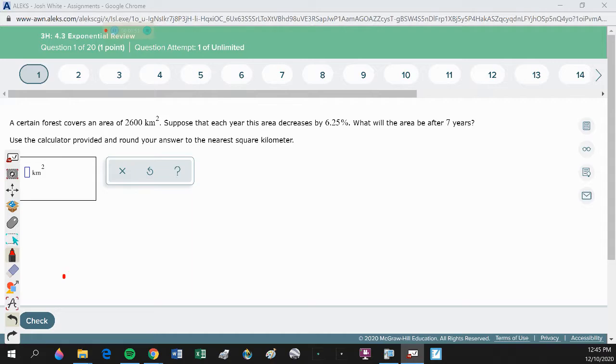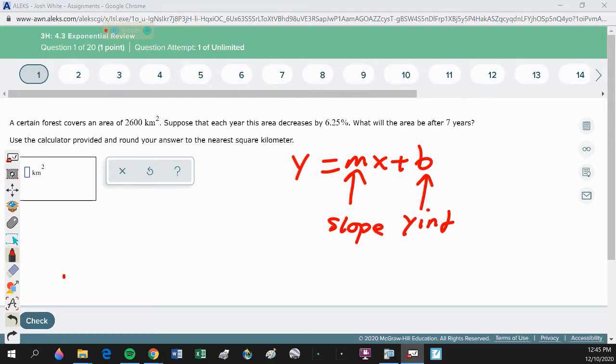So, linear equations. Y equals mx plus b. What does this number tell me? Y-intercept. What is this? Your slope. Okay. I like to build exponential equations using the same variables. I don't know anybody else that does it that way.